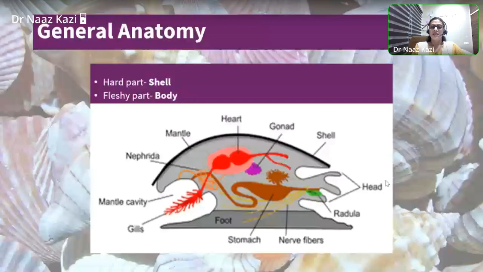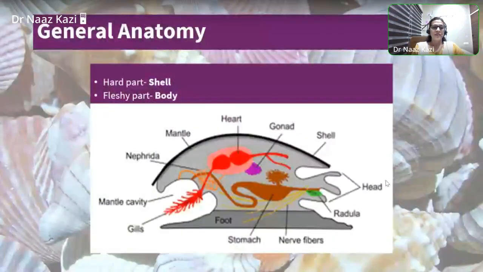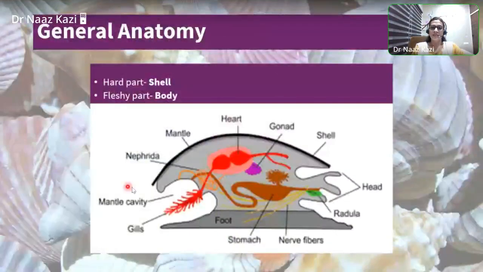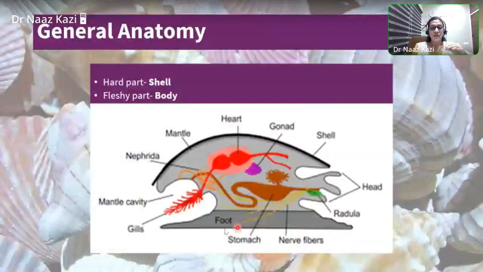So grossly, whenever we look at this creature, the mollusk, it has basically two parts. We see a hard shell and a fleshy part, which is the body. But to understand this, let's see. This part over here is the shell, and this is the visceral mass. The body is again divided into two parts: the visceral mass and the foot. This foot functions differently in different mollusks. For example, snails use it for crawling. Clams use it for burrowing and digging, right?